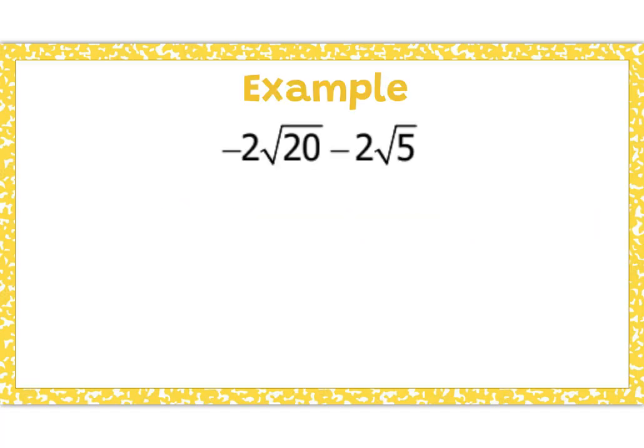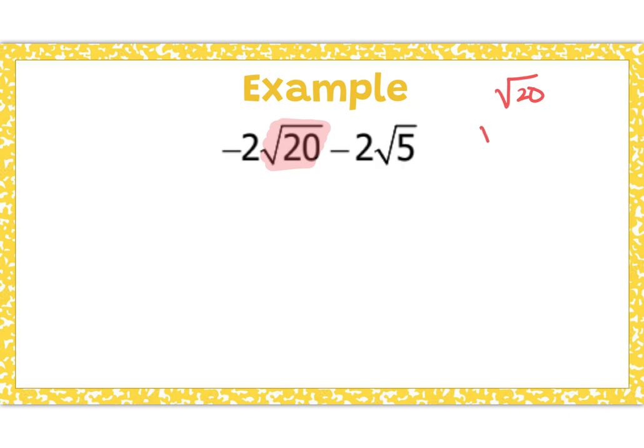So here I have an example where I have 2 radicals being subtracted. So my very first step is to look at all the radicals and determine if any radicals need to be simplified. So square root of 20, I know that I can break apart 20 using a perfect square, so I need to simplify the square root of 20. So I'm just going to simplify the square root of 20 first.